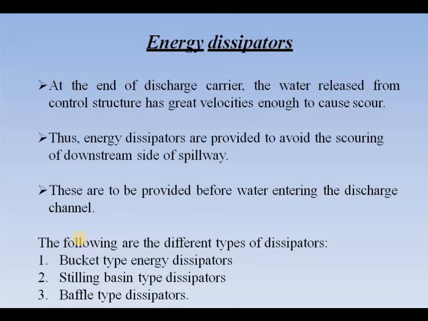उसके बाद है एनर्जी डिसिपेटर्स। So at the end of the discharge carrier, the water released from the control structure has a great velocity to cause a scour. So these energy dissipators are provided to avoid scouring of the downstream side of the spillway. So these are to be provided before the water enters the discharge channel.